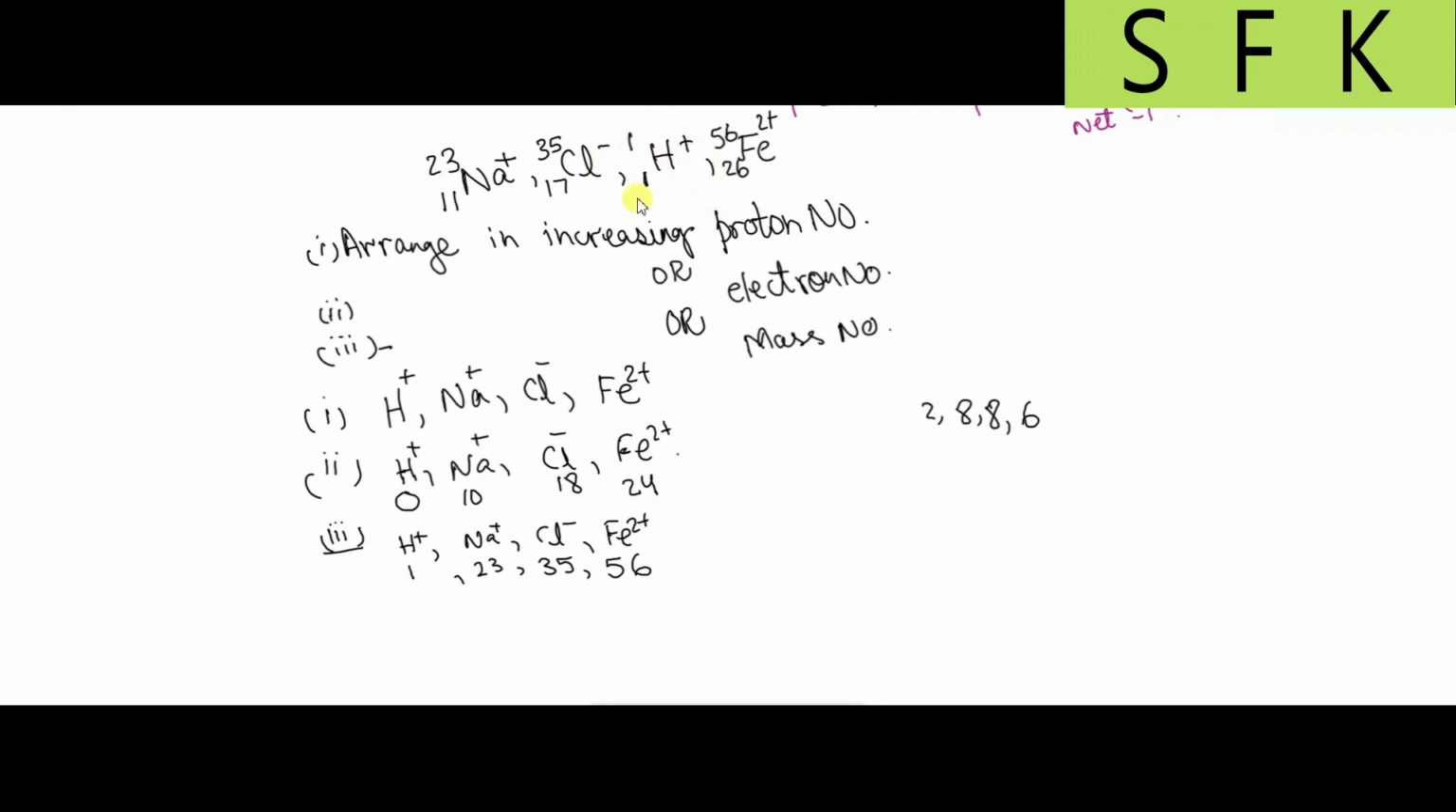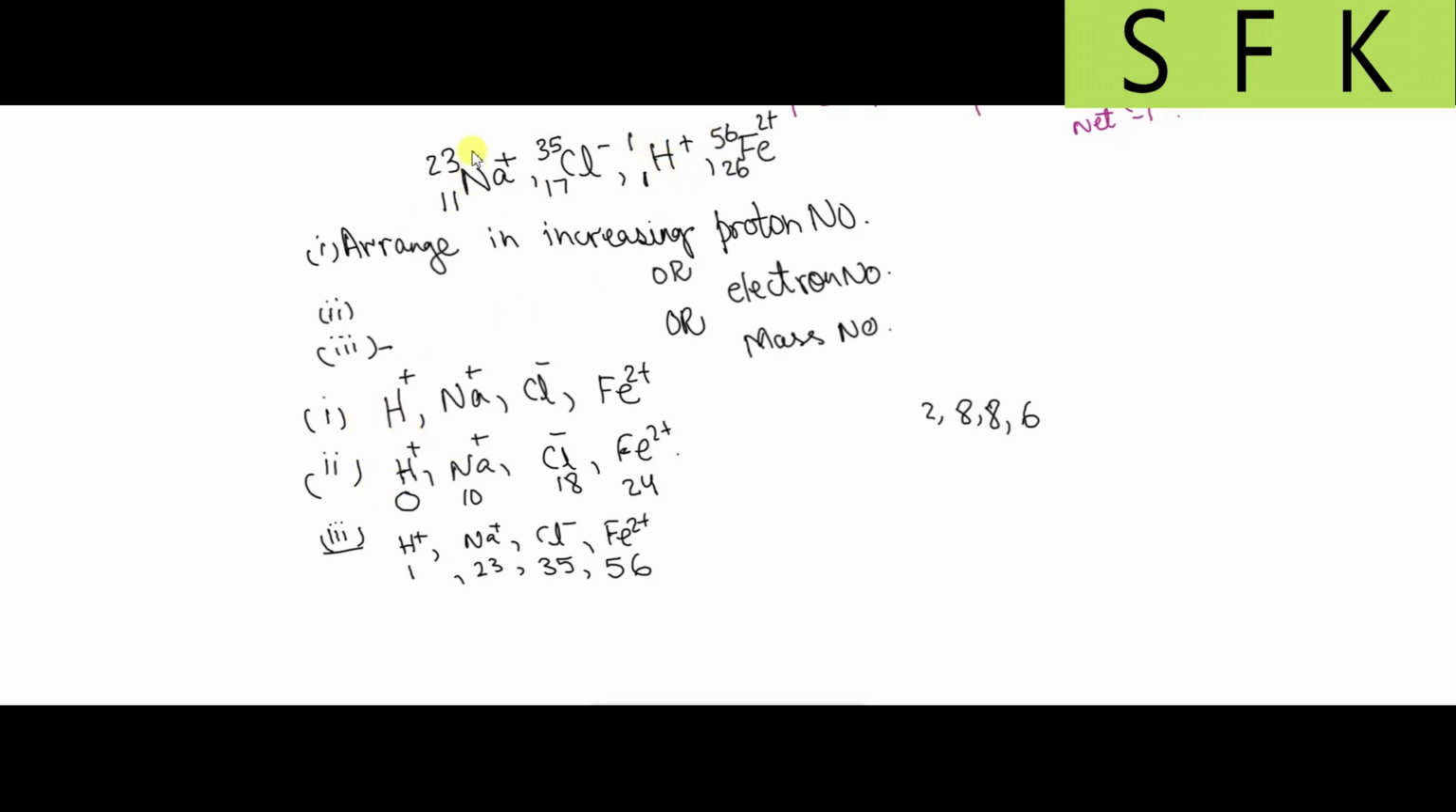Hydrogen positive has no electrons, because the hydrogen atom, H-1 basically, had a proton number and an electron number of 1 and 1, had no neutrons, and 1 proton and 1 electron. So the only electron that it had, it loses, and forms the H positive ion. So 0 electrons, so it comes first.